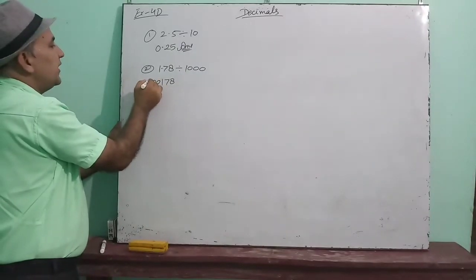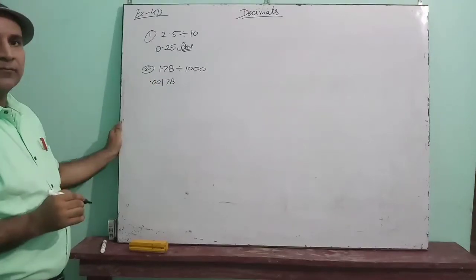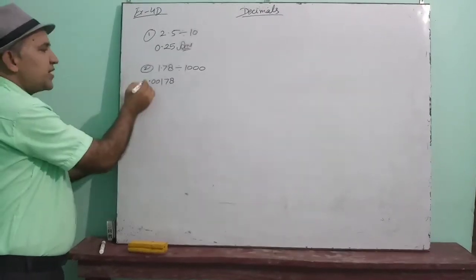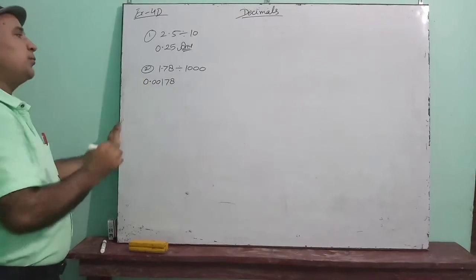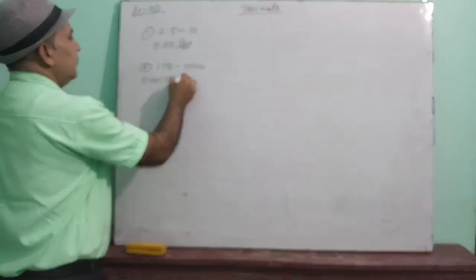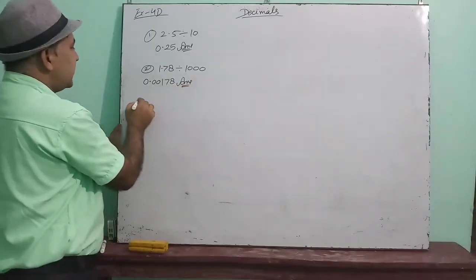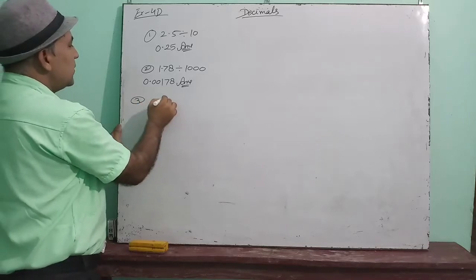There is 1 digit only, so 2 zeros you will add from your side. Understood? And before the decimal there is no number, so you will put 0 by your side. I hope this division is easy. See one more.